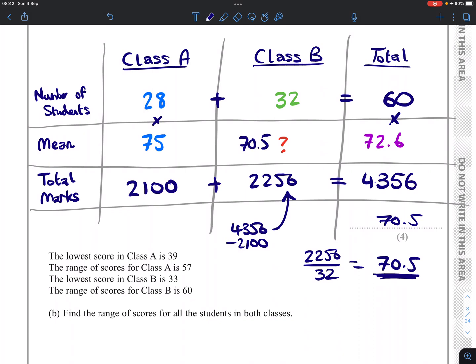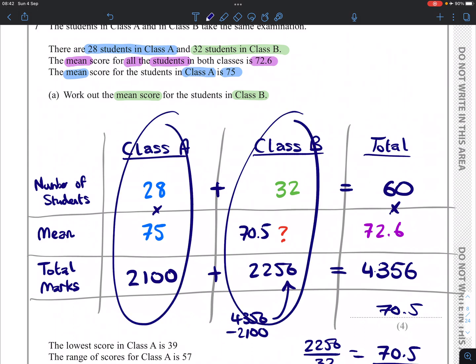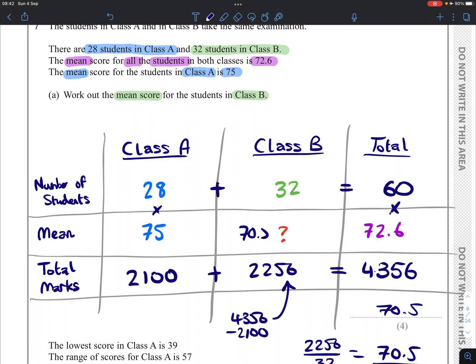So the key thing with multiple means like this is to have clearly defined groups and then a total, and basically use the information that you've been given to try and find the missing pieces. So notice we figured out what the grand total of Class A and everyone overall was first. Then we figured out what the total marks were for Class B. Only after that could we then figure out what the mean was for Class B.